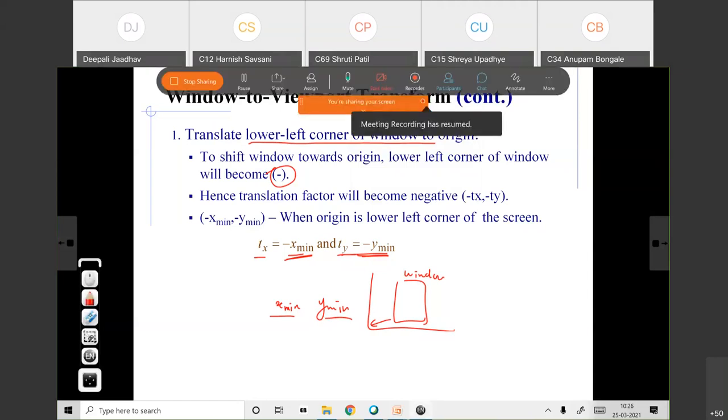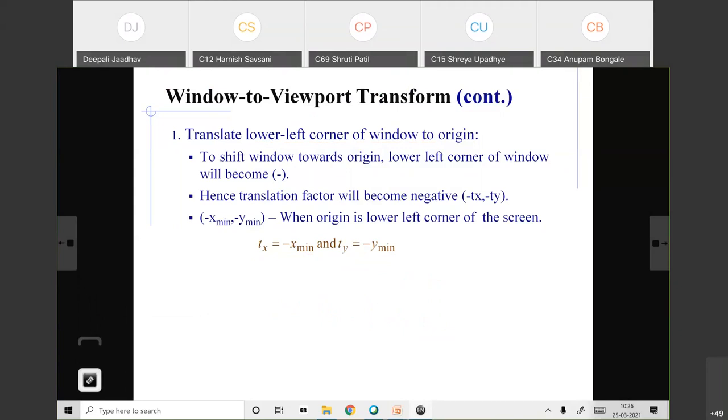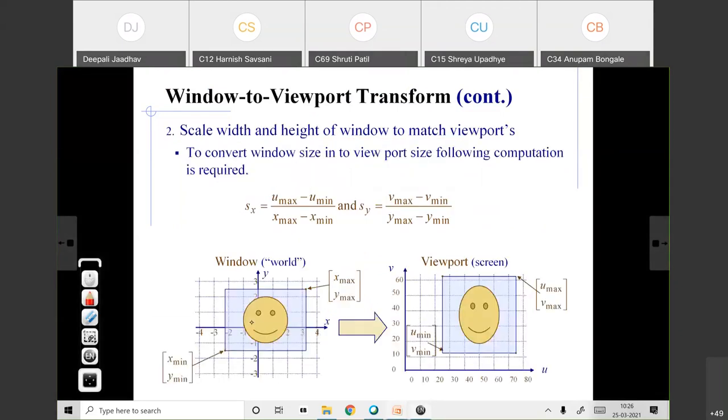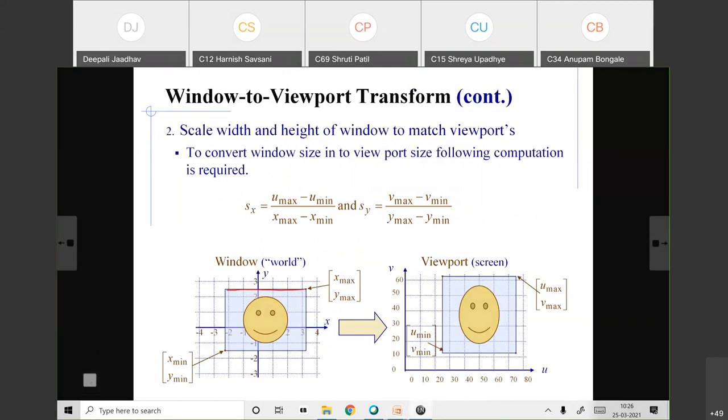So that is the first step completed here. Now the next step, scaling. What we need to do here? We need to scale this window according to the viewport width and height.